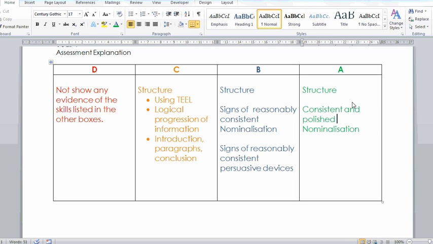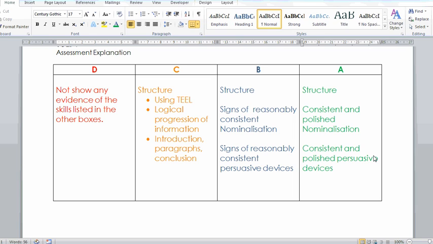Now that doesn't necessarily mean that you're nominalizing every single word, because sometimes it doesn't read quite right, but it shows that you're writing with a higher level of polish and you're showing more sophisticated arguments. As well as that, once again using the same terms, I'm going to say consistent and polished persuasive devices.